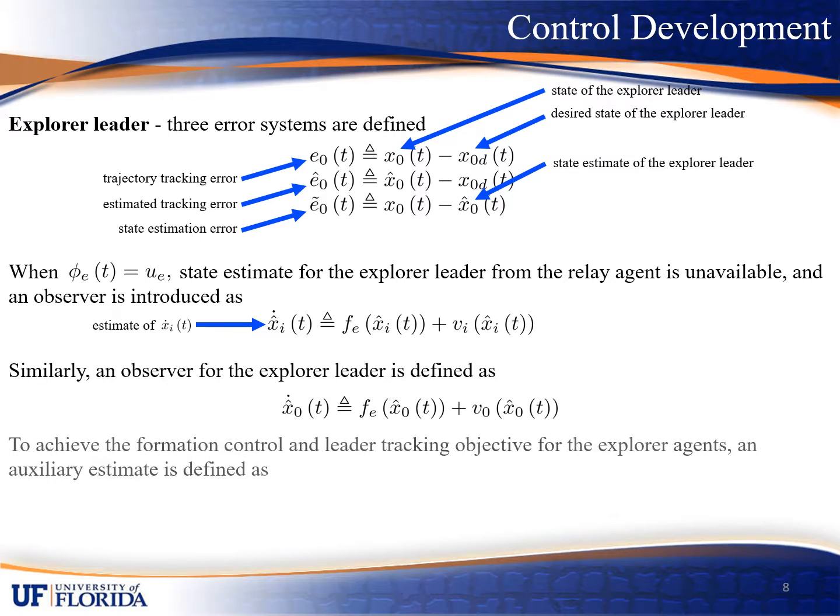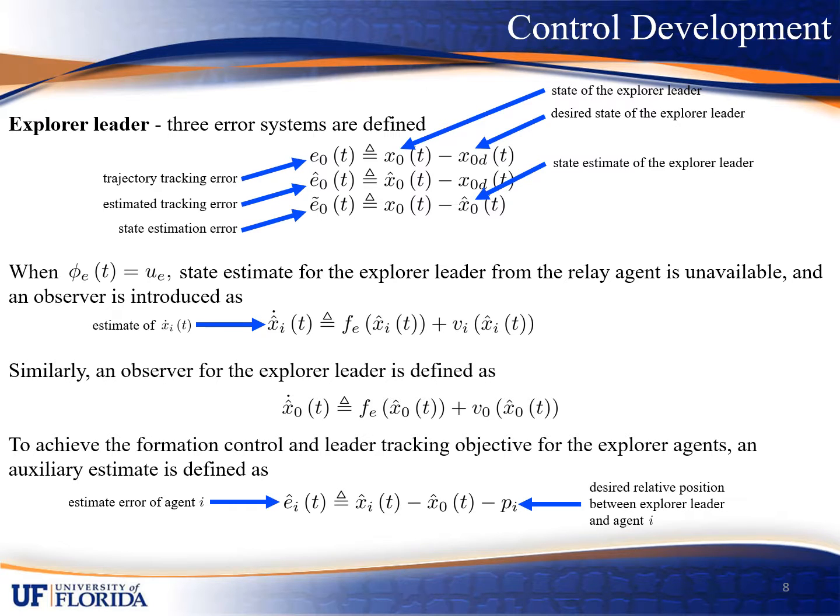Similarly for the explorer leader, we will have to use X0 hat dot to approximate X0 dot. Then, to compensate for the leader tracking and formation control objective, we define this auxiliary estimate Ei hat to approximate the error of agent i. This Di variable denotes the desired relative position between the explorer leader and agent i. Note that agent i will know this Pi in the unknown environment, and this variable will be used in the subsequently defined auxiliary controller design.